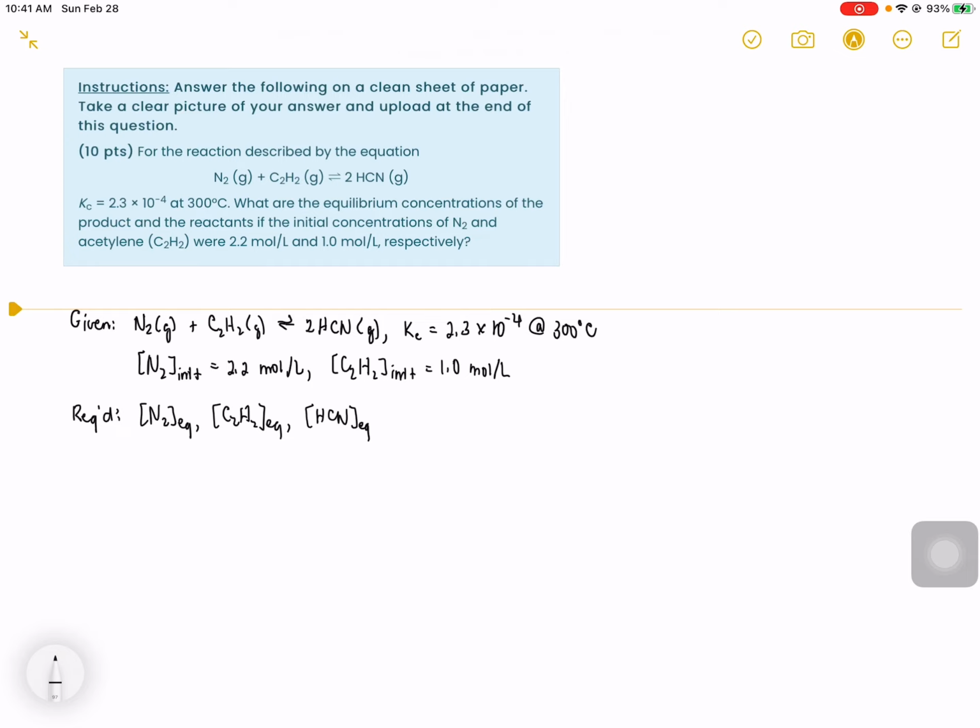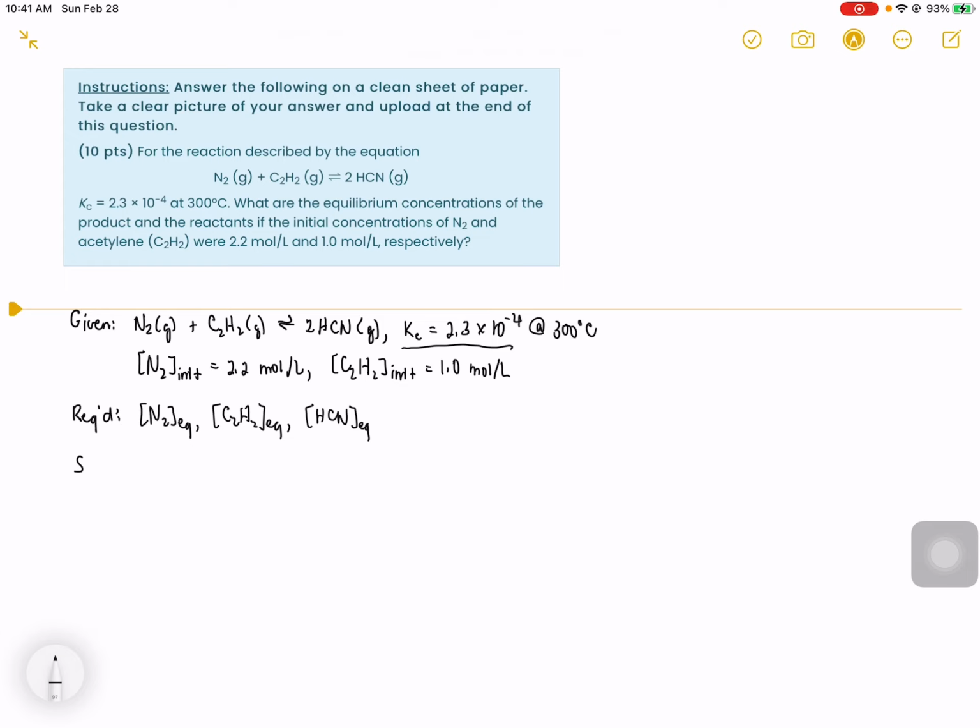So to solve this one, we have the following. We have to first again look at the value of K sub C for us to know exactly what steps to take in order to solve this particular problem. Now we notice K sub C is rather small. Its value is 2.3 times 10 to the negative 4 at such a high temperature.